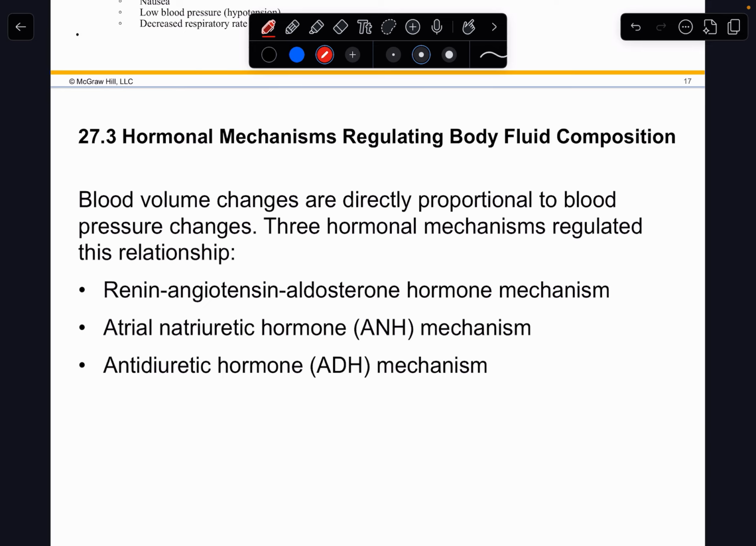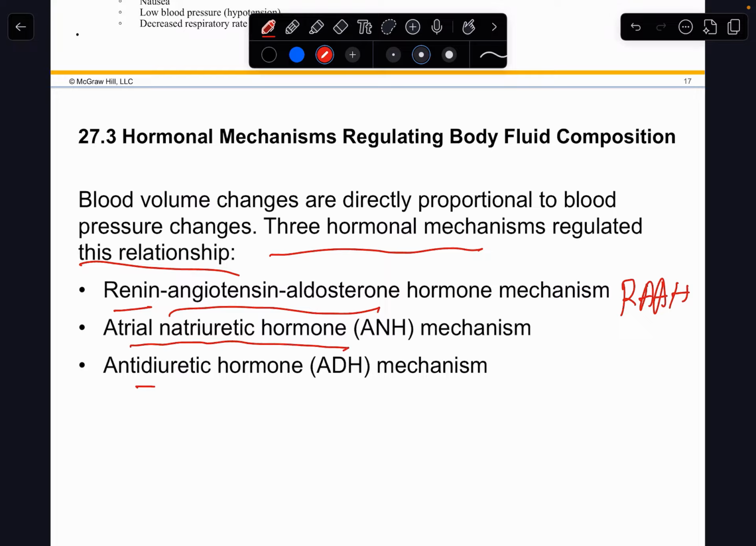This is what we were explaining before: hormonal mechanisms regulating body fluid composition. So we talked about a few hormones, three of the main mechanisms regulating this. We see the renin, angiotensin, aldosterone hormone mechanism, the atrial natriuretic hormone mechanism, and the antidiuretic hormone mechanism. All three things.